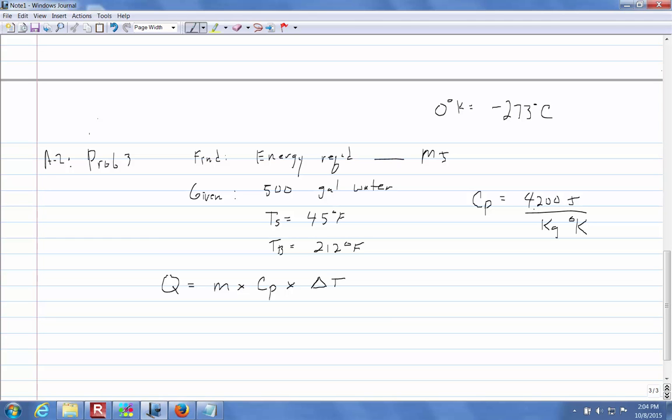You could convert the 4,200 joules per kilogram degree Kelvin to an English unit heat capacity, but the text all the way through solves these in metric units. Plus, that conversion is just like doing the problem. You might as well start from the other way.